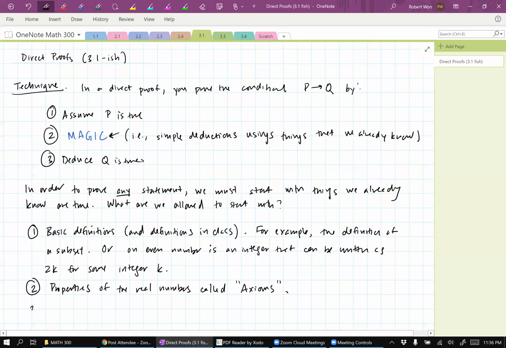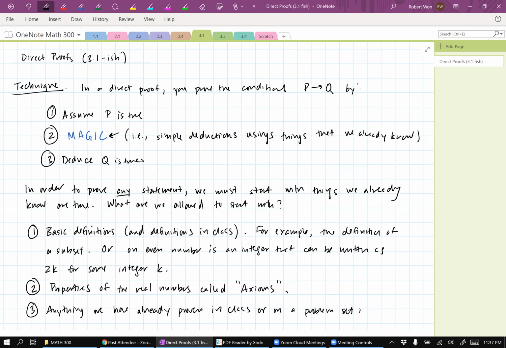Okay, and then the third thing that you're allowed to use, unless the prompt says otherwise, is anything that we've already proven, either in class or on a problem set. Right, so if we've proven some result is true, then you're allowed to use that result, as long as at some point you've written down the proof. So that means in class or on a problem set.